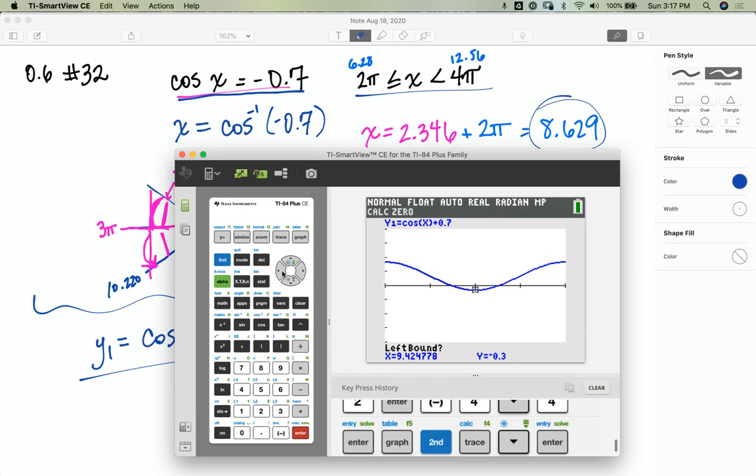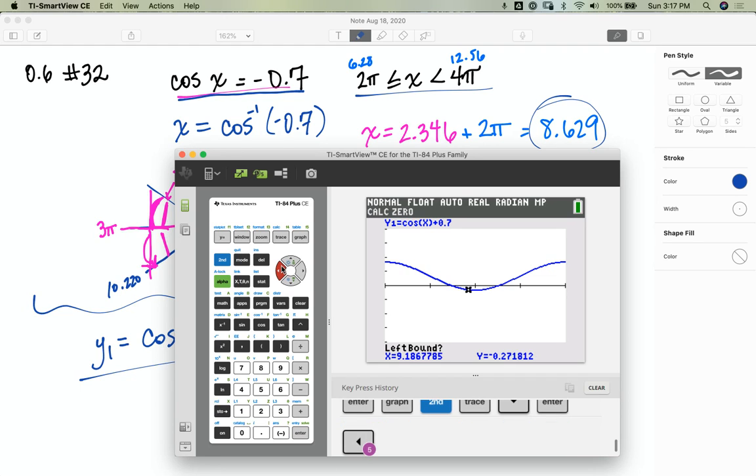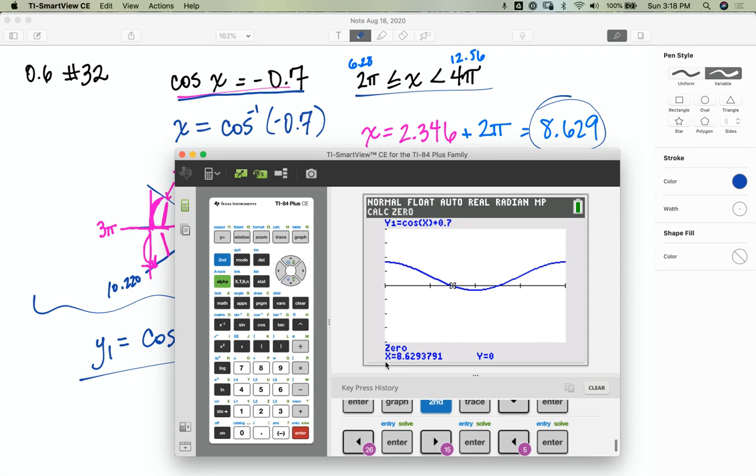And then we're going to get asked 3 questions. We want a left bound, a right bound, and a guess. So all you got to do is move the arrows over to the left of the answer and then hit enter. And then move the arrows to the right of the answer. And then we'll hit enter again. And then a guess, we just want to get as close as we can. We'll hit enter, and hey, 8.629. You can still see it behind my screen here. That is the first answer we got.